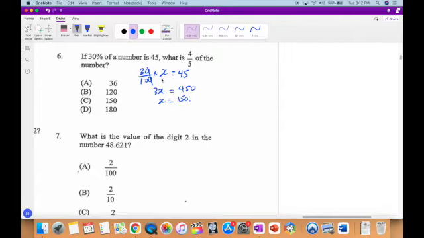So now we know, well, okay, 30% of a number is 45. We found out the number. 30% of this number is 45. What is 4/5 of the number? So now we have to find 4/5 of the number, 150. And that is 5 3s are 15, 4 3s are 12, 120.